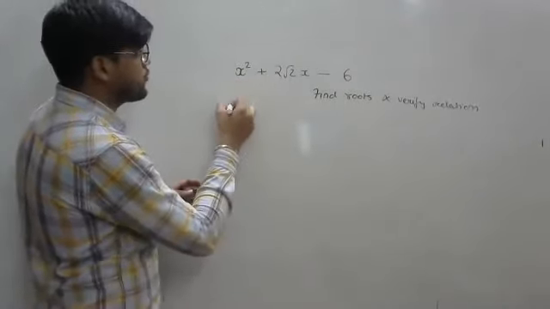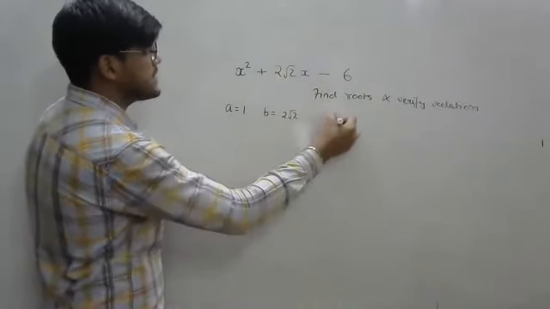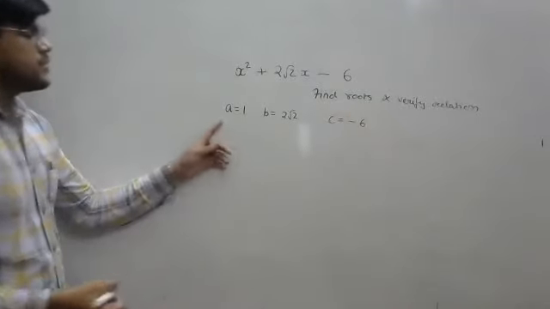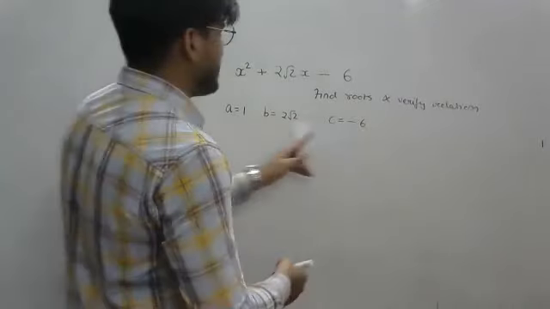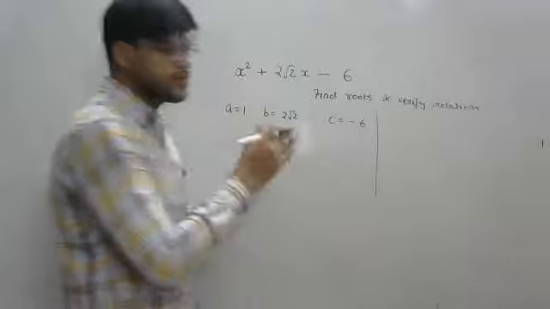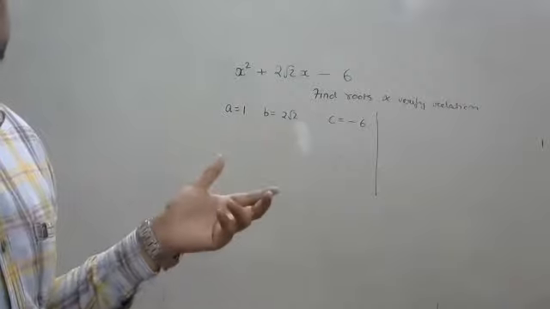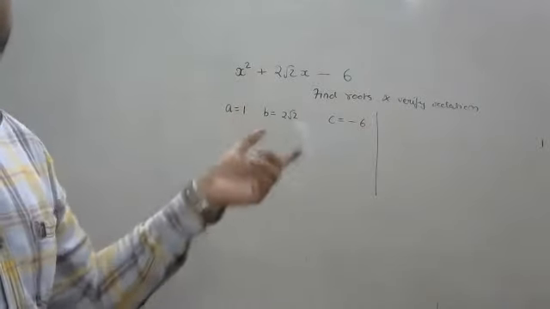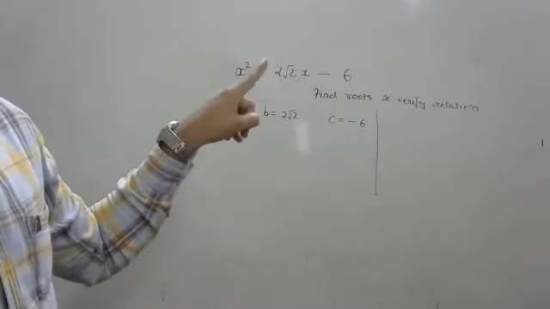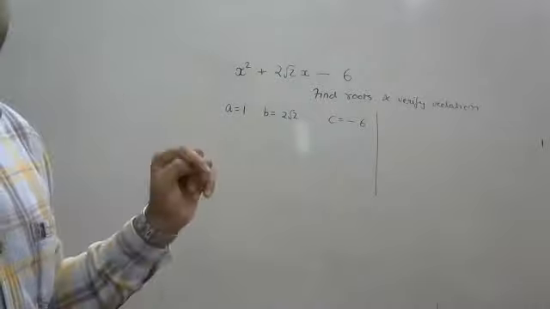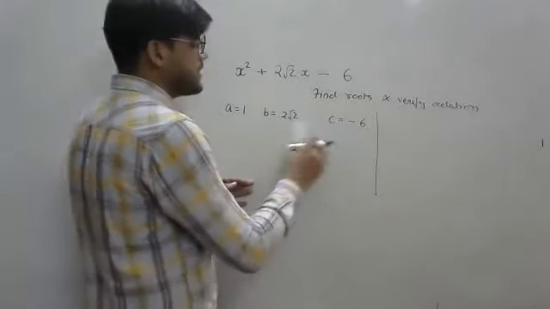Again, here the value of A would be 1, B is 2 root 2, and C is minus 6. Whenever we do middle term splitting, this is the standard procedure. Just remember the steps. The first step is to write down the values of A, B and C by comparing with the standard equation. Ax square, so your value of A is 1. Bx, so B is 2 root 2. And the value of C is minus 6. Don't consider only 6, then it will be wrong.